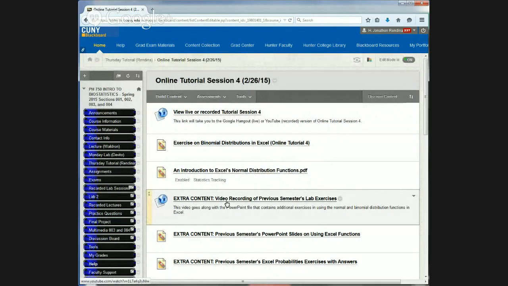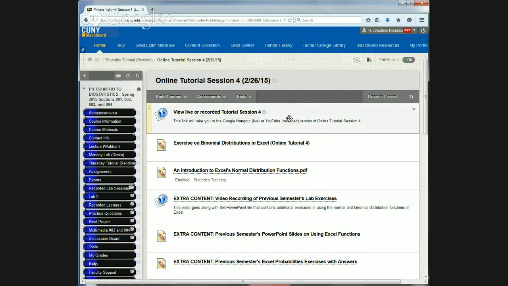None of this stuff is required. You're only required to attend the lecture and the lab. Everything that I cover is stuff that has already been covered in the lecture and the lab. So you're just getting another way of looking at it and another review of it during these tutorials. And so all of this stuff is really optional.